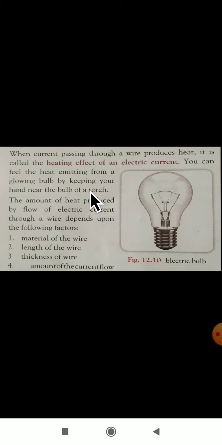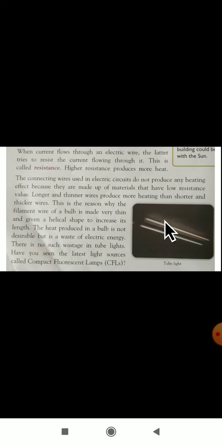It depends mainly on the material of the wire, and the length of the wire, whether the length is very long or very short, the thickness of the wire also, and even the amount of current flowing. The heat produced will depend on all these factors. Next, we will move on to the next concept.